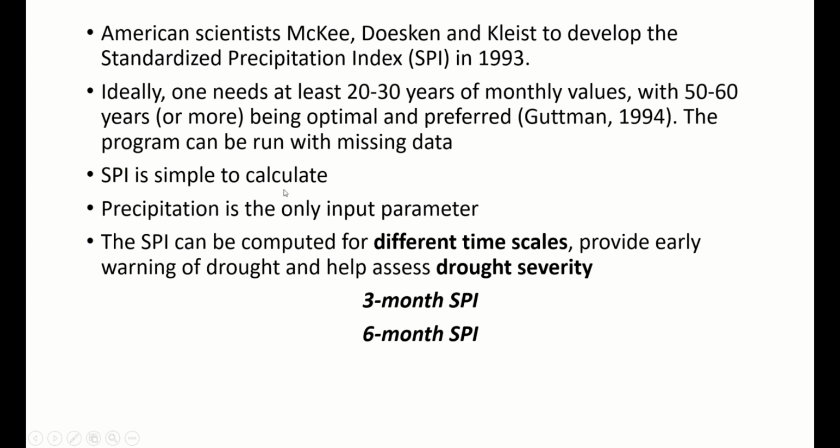The SPI is easy to calculate. The precipitation is the only input. It can be computed for different time scales, that is 3 months, 6 months, a whole year, 24 months, and all that. But most of the time we'll be concentrating on the 3-month and the 6-month SPI. It's also a tool for providing warning of drought and helping assess drought severity for early warning purposes. For the next video, we'll be doing an example of how to calculate the SPI.